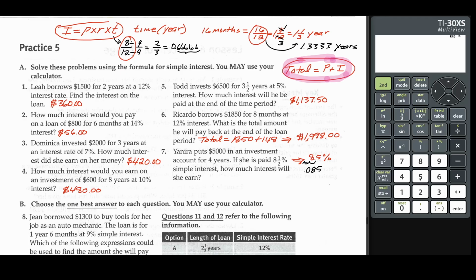Okay, now Yanira puts $5,000. So let's punch in 5,000. Multiply that by 0.085. Multiply that by 4. Press enter. That is $1,700.